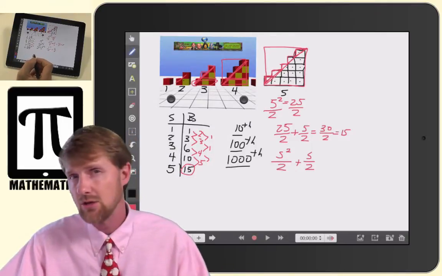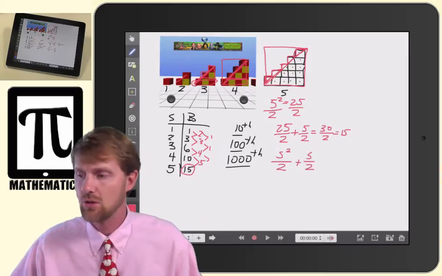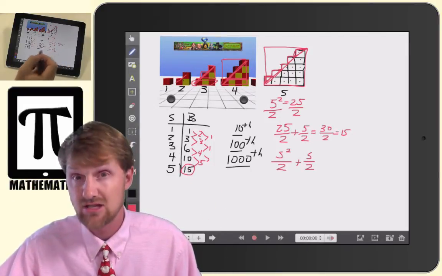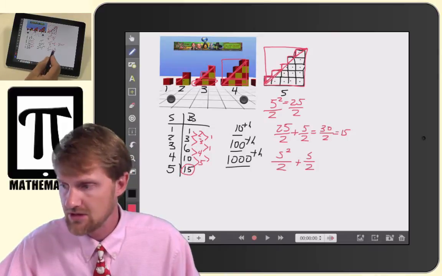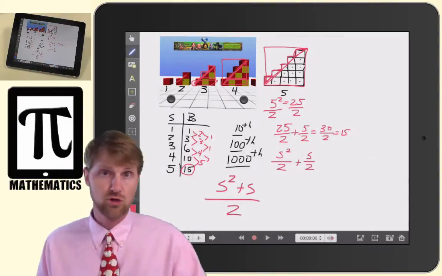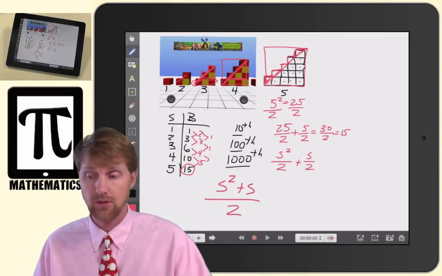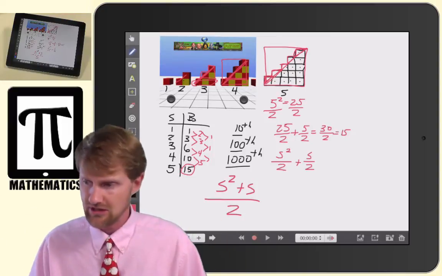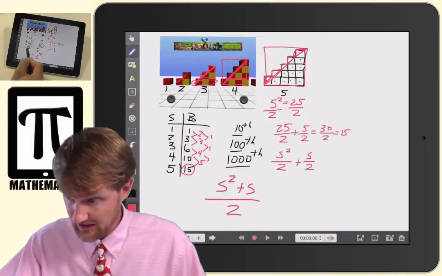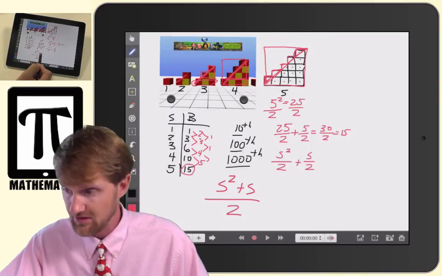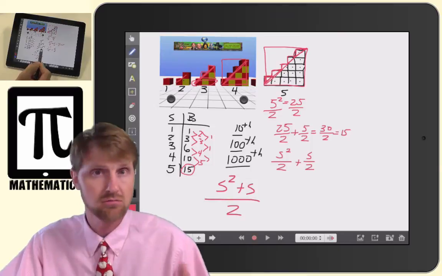a little bit older students, or even you can wow and amaze your younger students, you can say, I'm going to show you how we can actually make this simpler. Because they're the same denominator, I take my S squared and then add S and divide it by 2. So you take your step number squared plus the step number, divide that answer by 2, and you'll get the same result. Let's test it out. If I took 5 squared, 25, plus 5 is 30. 30 divided by 2, 15.